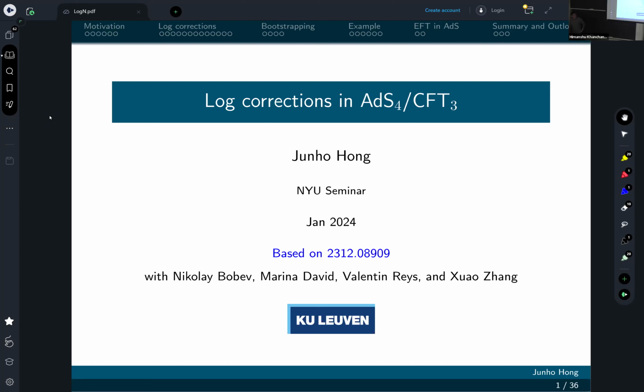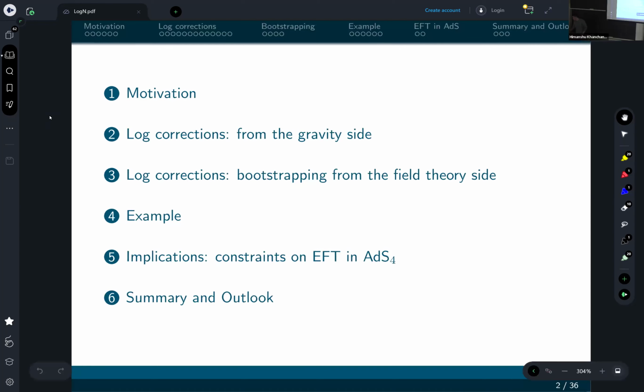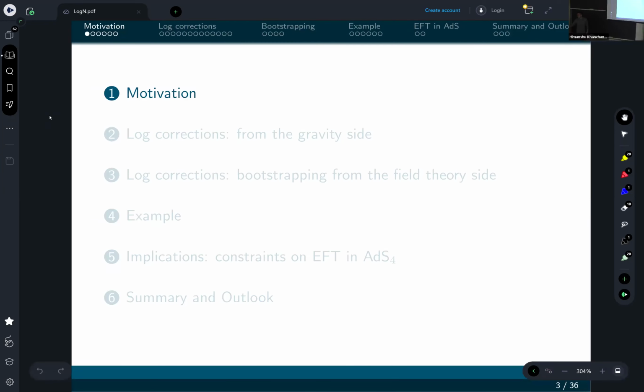So today I want to talk about log corrections in AdS4/CFT3 based on this collaboration with Nikolai, Marina, Val, and Shao. So I'm going to give you the motivation for this log problem first, and then explore these log corrections first from the gravity side, and then from the field theory side, and discuss some explicit examples where I can apply the general result, and finally address some application to EFT. So let me give you the motivation first.